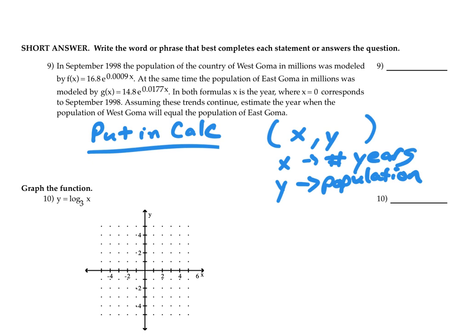If it was like 3.5, then I would add 3 plus another half, which would put me into 2002. So if you're at 3.5, you're into that next year, so you would be into 2002. So this one wants to know what year will they have the same population. You don't have to get real specific, like what month or anything like that, just what year.